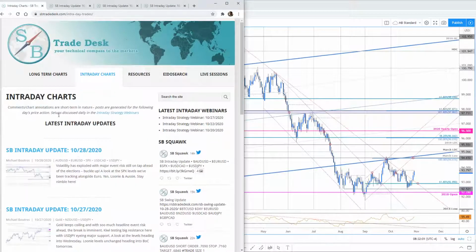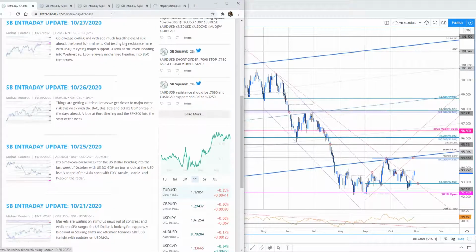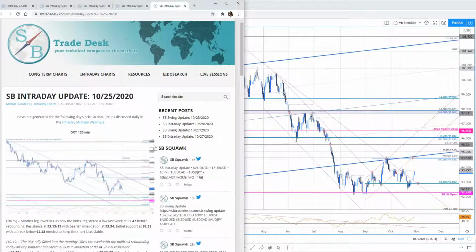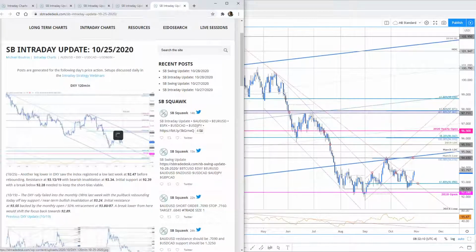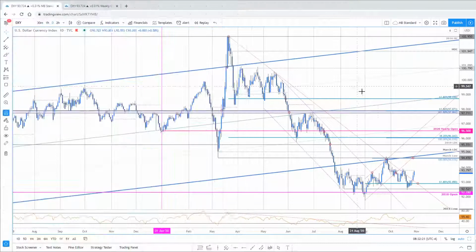Where was our last DXY update this week? Right here on the 25th. Here's where we were right into the open, and the level that we needed to beat was 93.12 into 93.18. That was near-term resistance, sort of the near-term bearish inval for this move. Key support 92.52. Here's what happened.